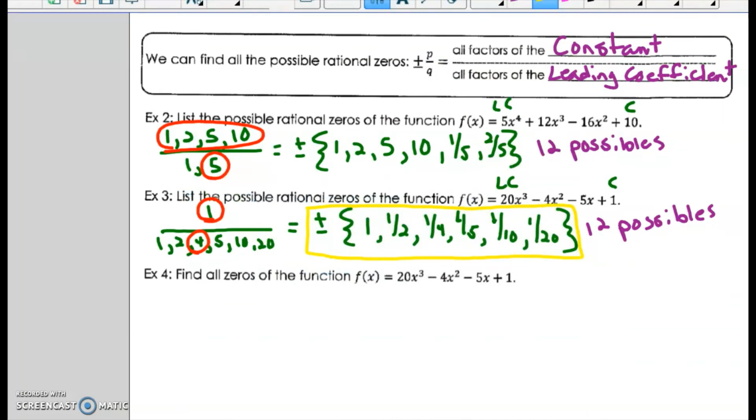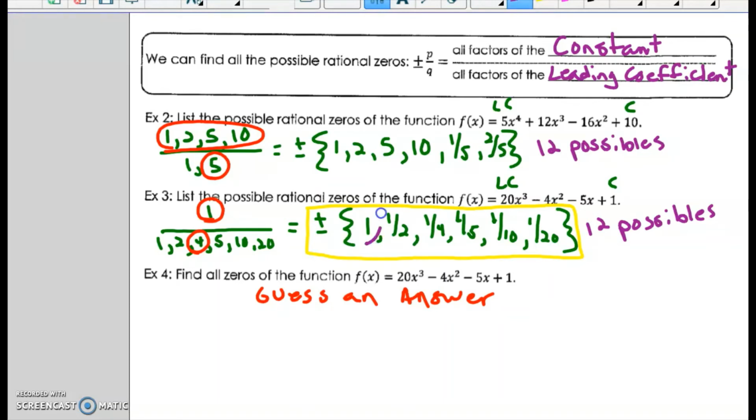So what we're supposed to do is guess an answer to use synthetic division. And so the easiest thing here to use in synthetic division would be 1. So if we take the 1, why 1?